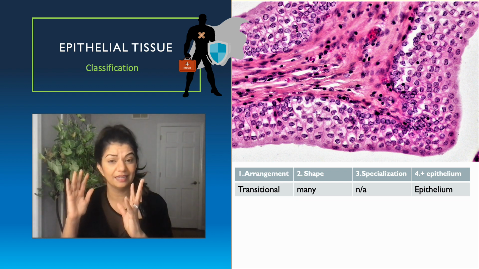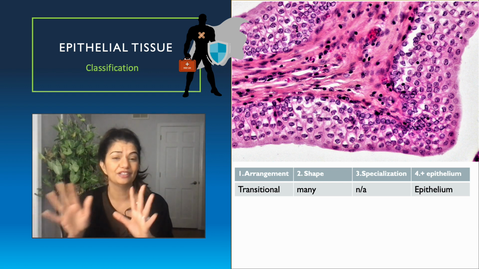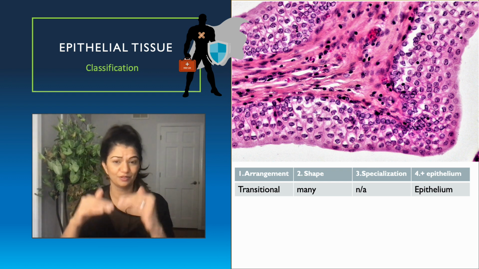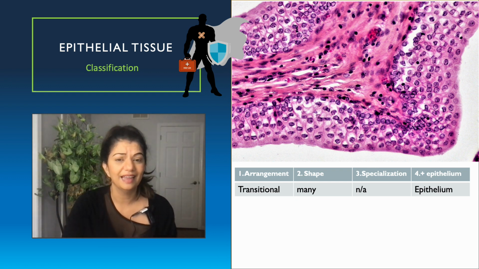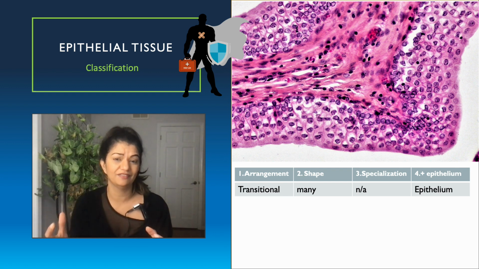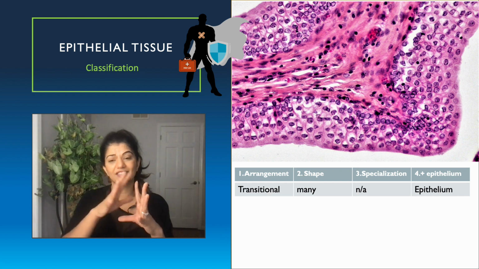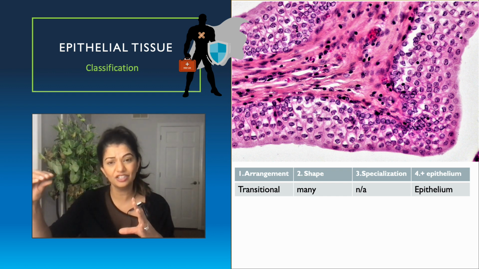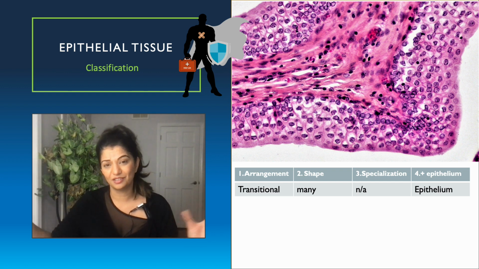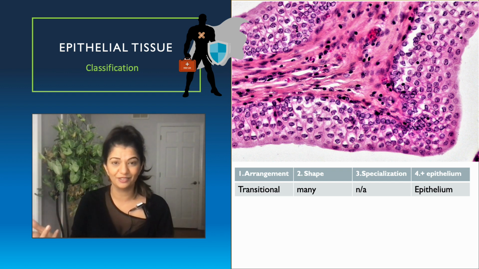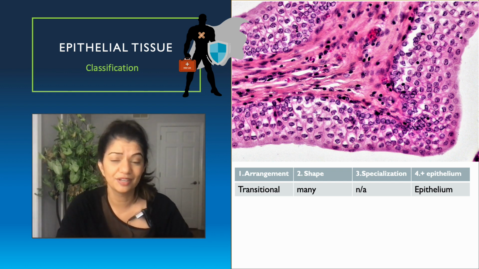So when the bladder is empty, it's going to look very thick and has this sort of multi-layered look, but then as it gets stretched out, it's going to have more of a less stratified look. And that's why it's called transitional, because the cells look like they're transitioning into different types of cells. And that's why we consider it a hodgepodge or medley of cells in transitional epithelium. And again, it's unique to the bladder and urinary system.